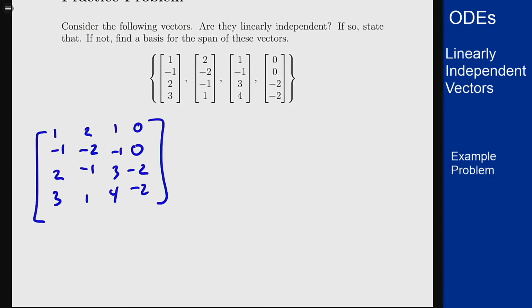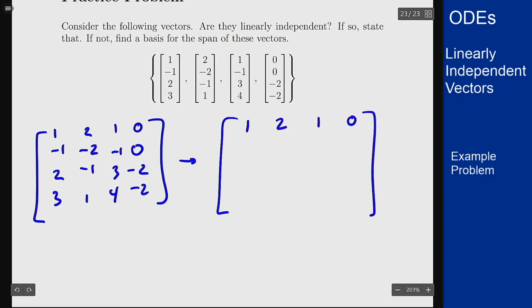Since we already see a 1 in the top left corner, we can use that 1 to get rid of the -1, 2, and 3 beneath it. So the first row will stay the same. We want to add one copy of the first row to the second row, which gives us all zeros in that row. We want to subtract 2 copies of the first row from the third row. It's a 0 in that spot. -1 minus 2 times 2 is -5. 3 minus 2 times 1 is 1. -2 minus 0 is -2.